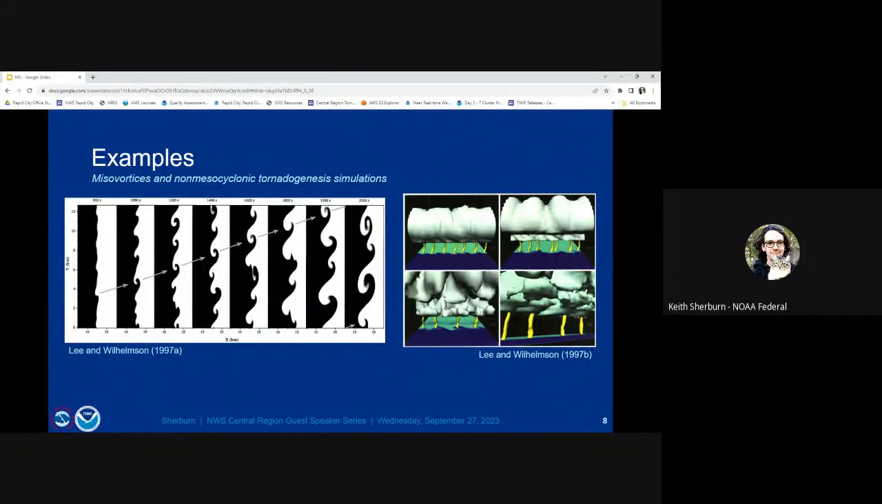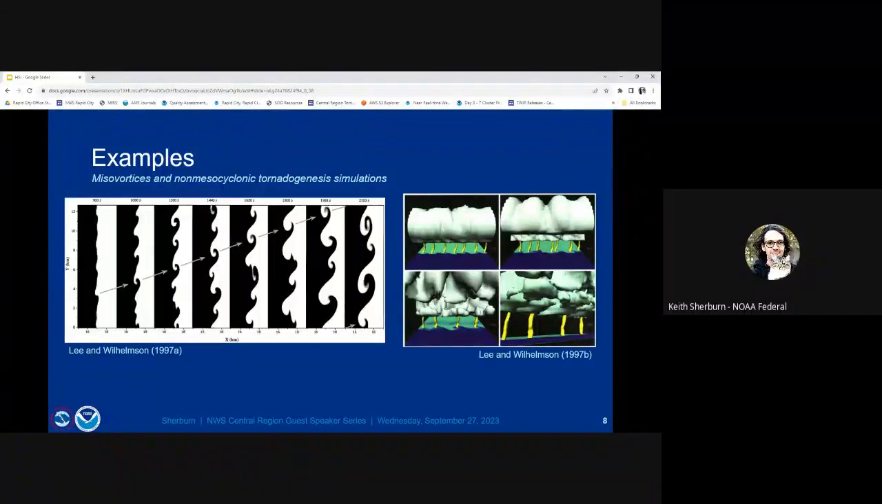Earlier simulations of convection along outflow boundaries also show that deeper and stronger vortices can readily form as a result of HSI release. So in their series of papers from 1997, Lee and Wilhelmson documented the development and evolution of both mesovortices and several non-supercell or non-mesocyclonic tornadoes along pre-existing outflow boundaries.